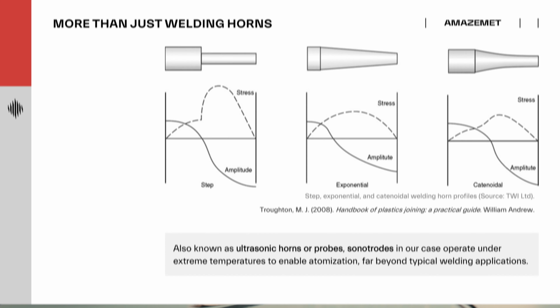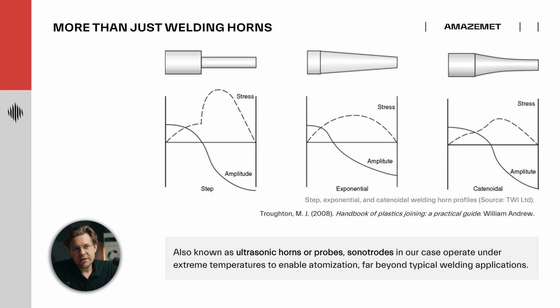First, we'll start with definitions. We call them Sonotrodes as an analog to electrode, but instead of passing electric current, we are transferring mechanical vibration to the element that we are actually processing.